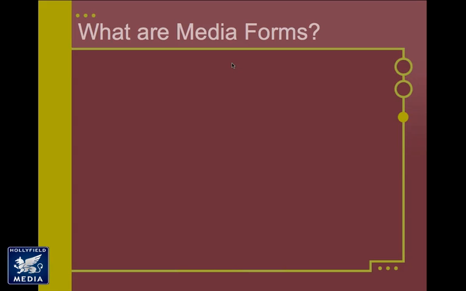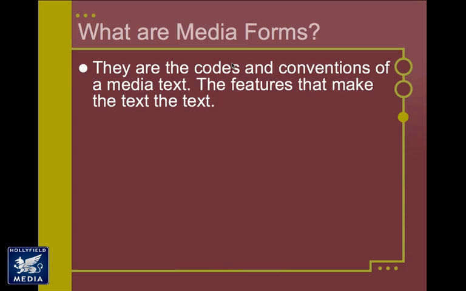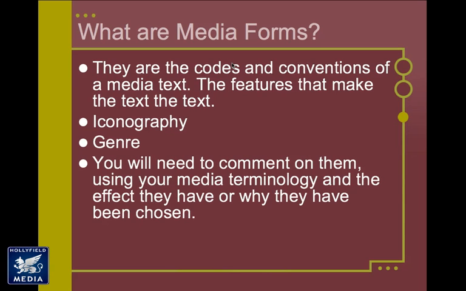What are media forms? They are the codes and conventions of a media text, the features that make the text the text. They include, as well as obviously the things we're going to discuss in a moment, iconography, if they're iconic or not, and the genre, what genre it is. You will need to comment on them using your media terminology and the effect they have or why they have been chosen. To get the marks, you have to explain why they've been used.